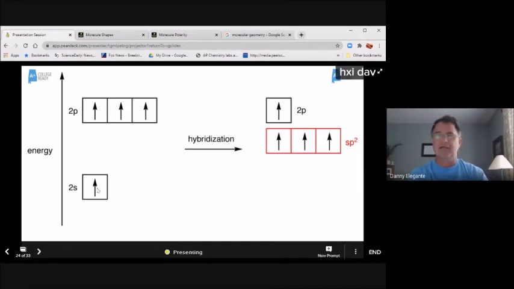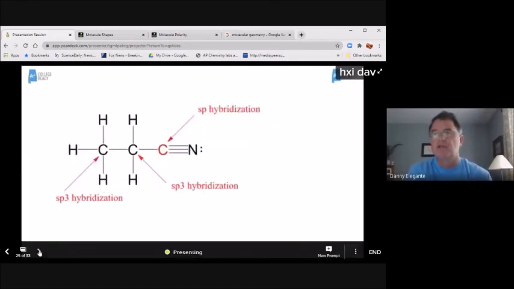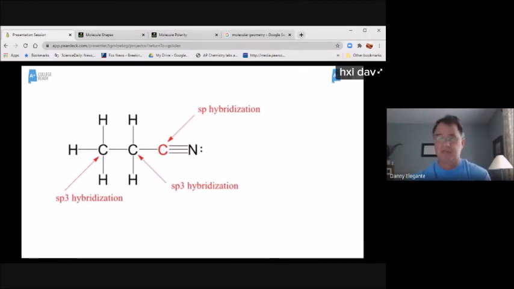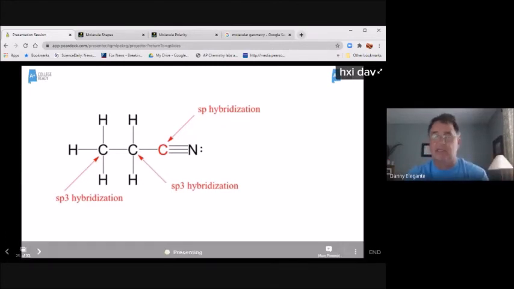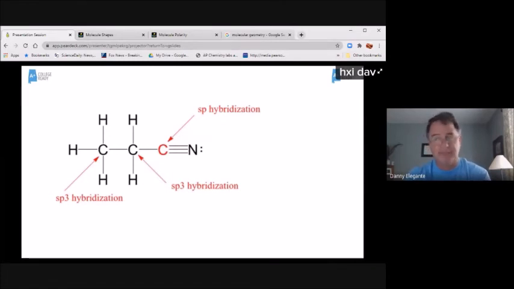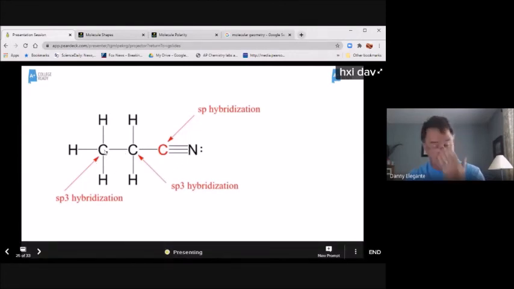So if I hybridize the 2s and 2 of the 2p orbitals, I'll get 3 sp2 orbitals. Notice I got one left over. We don't need that one, but that would give us 3 places to put electrons. So when we're talking about hybridization, this is very simple. Your choices are either going to be sp, sp2, or sp3. Those are your 3 choices all the time. So you're either going to mix together an s and a p, or an s and 2 p's, or an s and 3 p's. So let me show you the fast and easy way to do this.